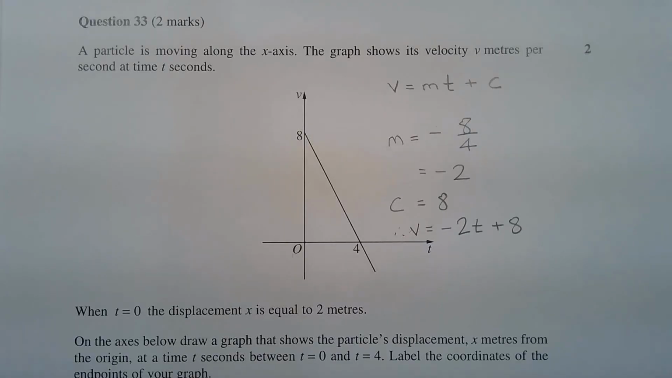The equation that represents the displacement of the particle at time t can be found by integrating the equation that represents the velocity of the particle at time t. Now we're given the graph of the velocity of the particle with respect to time, and we can see that it's a straight line graph.